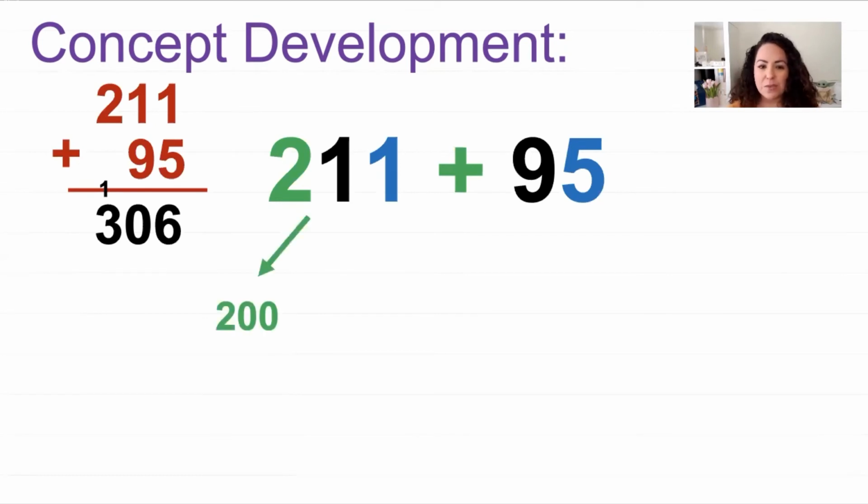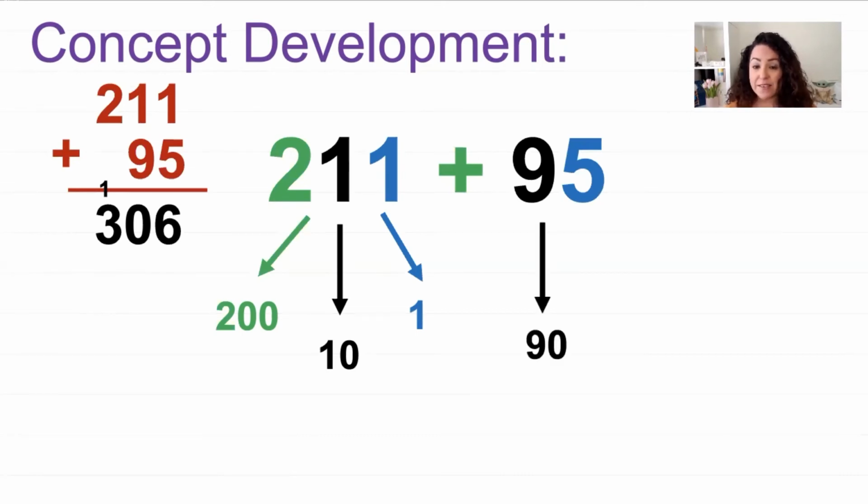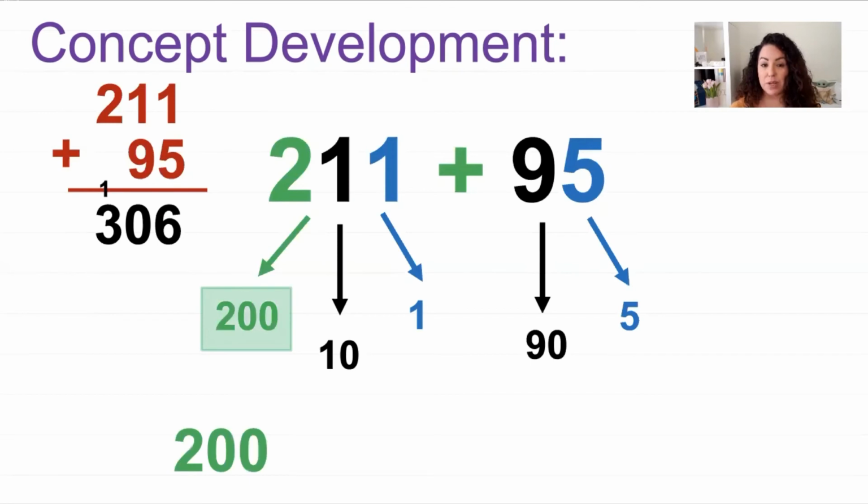Let's take that 200 and just say it's 200, and then my 10 is a 10, and my 1 is a 1. And let's do the same thing to the second number. 9 tens is 90, 5 ones is equal to 5. Now, let's put our hundreds together. Now, my second number doesn't have 100, it just has tens and ones. So since I only have 100, let's put that down, and I have 200.